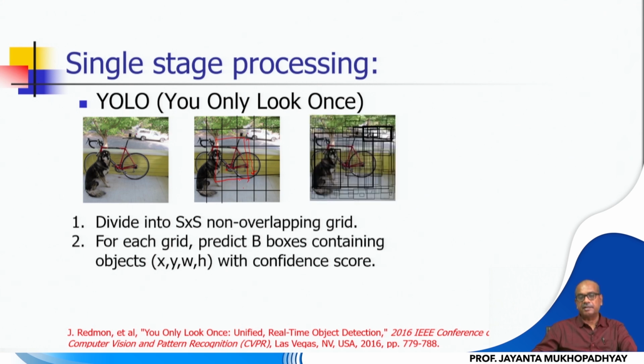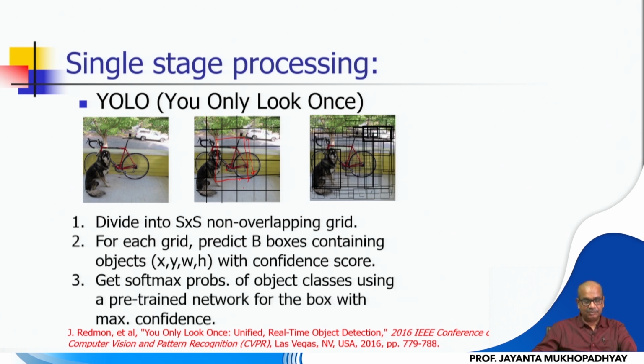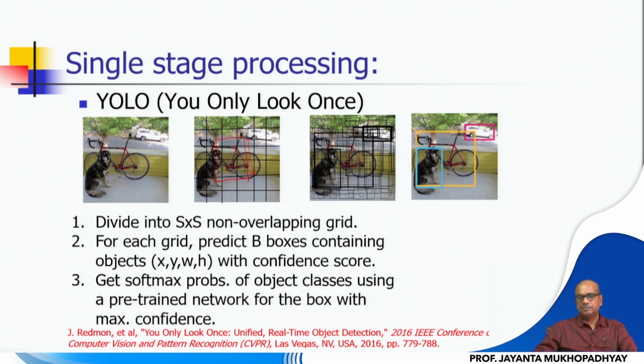So this is some processed result. Some of those bounding boxes are shown. Those with higher confidence are shown with thick boundaries, and those are mostly used. You get the softmax probabilities of object classes using a pre-trained network for the box with maximum confidence. So finally, you may get a result like this. As you can see, this box contains the dog. This yellow box contains the bicycle.